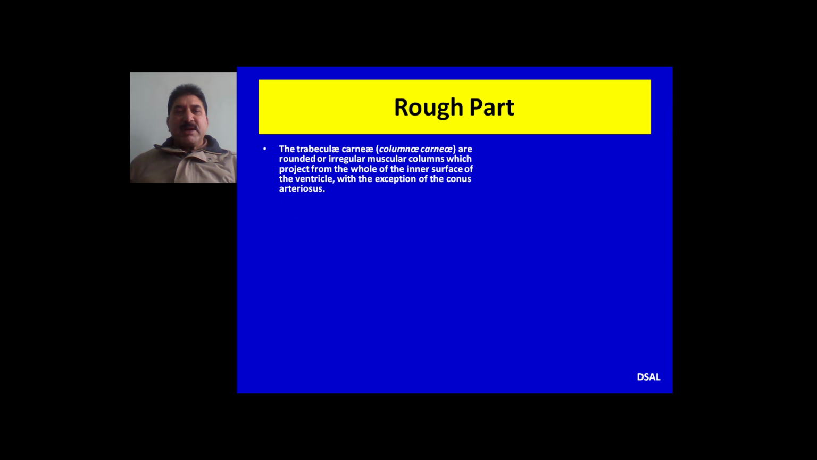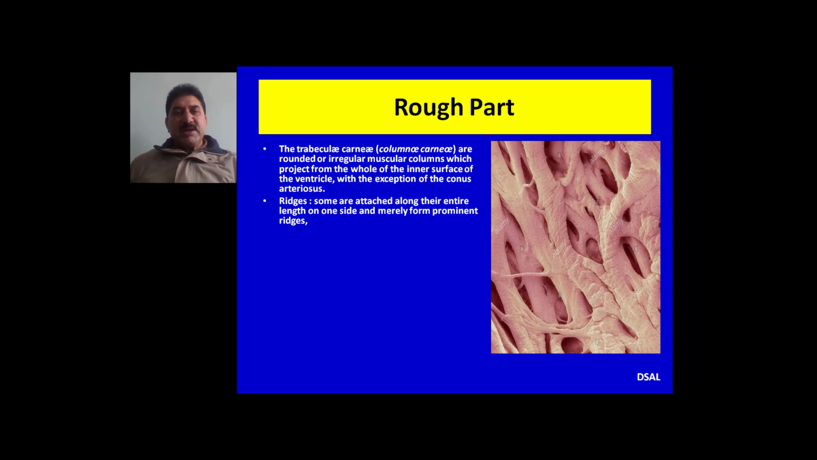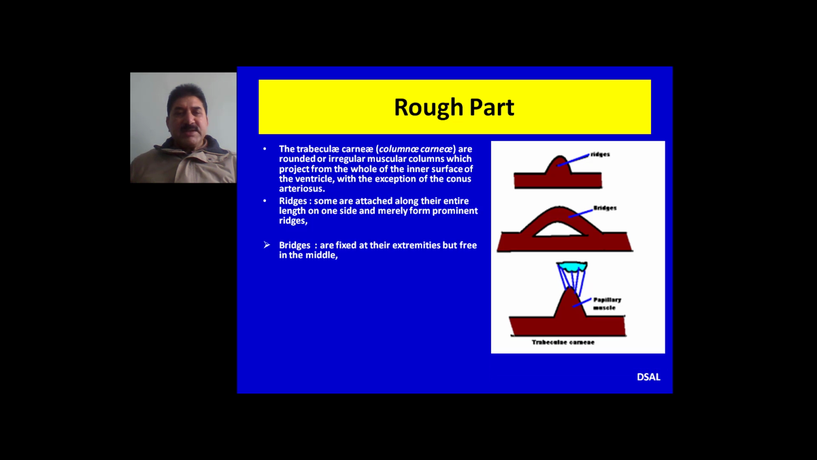The rough part of the right ventricle presents trabeculae carneae, which are rounded or irregular muscular columns which project from the whole of the inner surface of the ventricle with the exception of the conus arteriosus. They are in the form of ridges, which are attached along their entire length on one side, and bridges, which are fixed at their extremities but free in the middle.